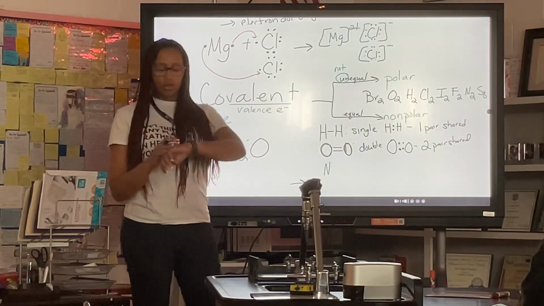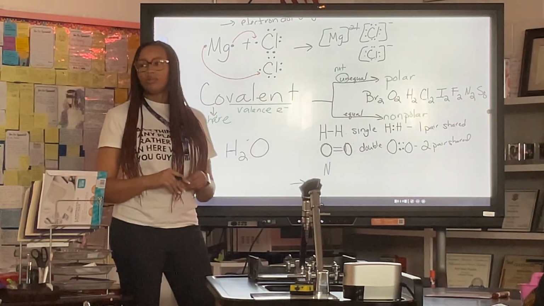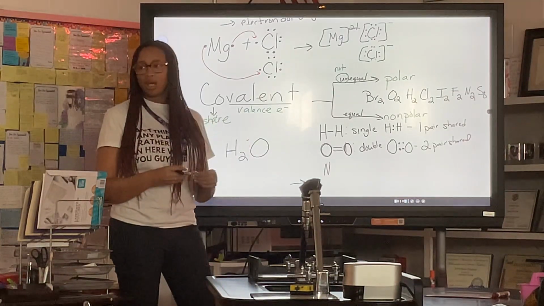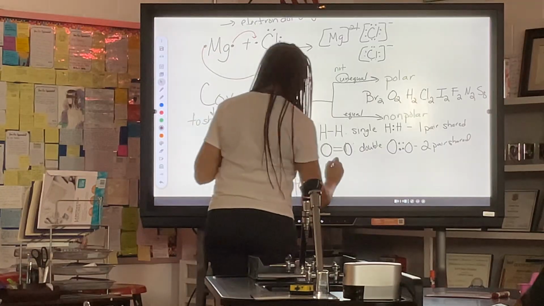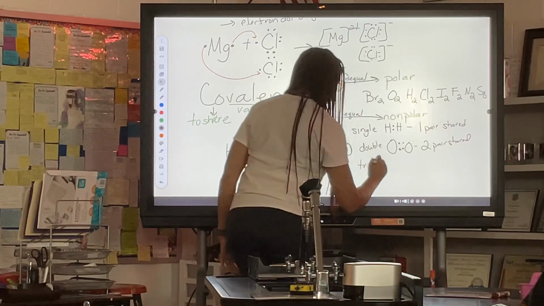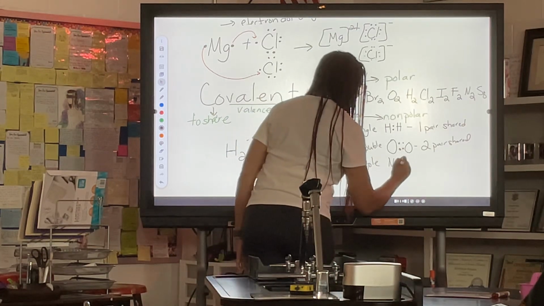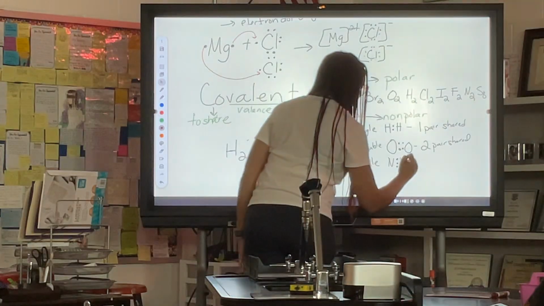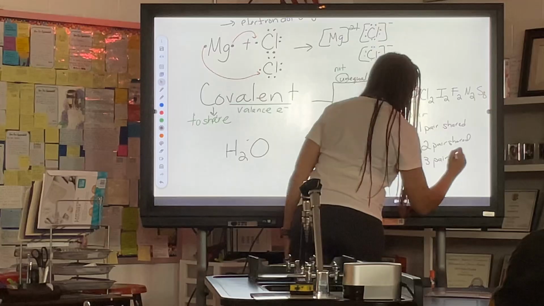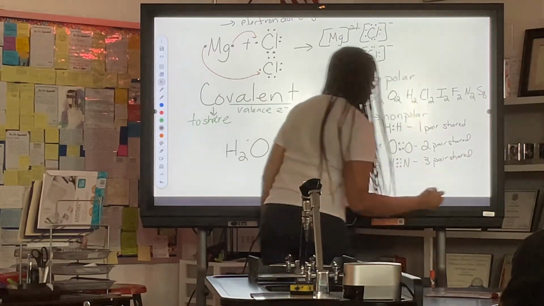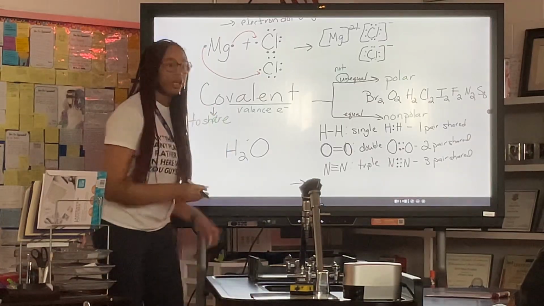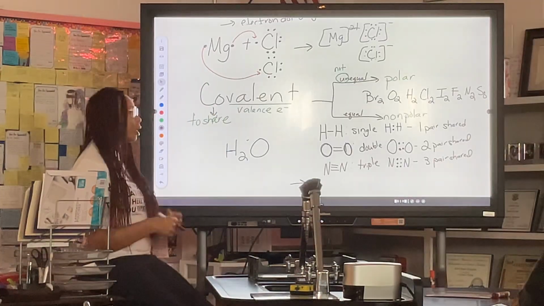Now, let's think about nitrogen. How many valence electrons does nitrogen have? 5. How many more does it need? 3. So it's going to make what type of bond? Triple bond. So that means they're sharing how many pairs of valence electrons? 3 pairs. They're sharing 3 pairs of valence electrons, okay? So when I share, I can share with single bonds, double bonds, triple bonds.